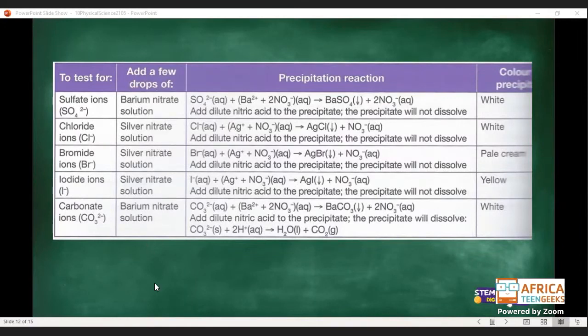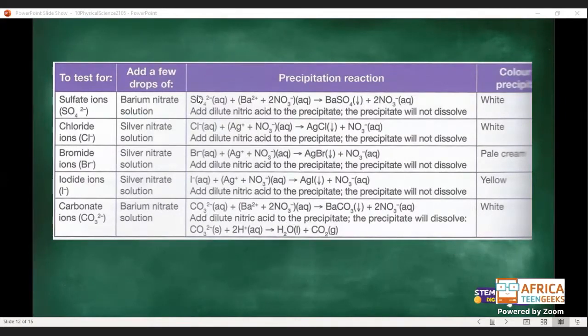Normally, when I'm testing for stuff, I like to start with silver. But it is always safer to start with barium nitrate, because barium chloride, barium bromide, and barium iodide are all dissolvable. So if I add barium nitrate and no precipitate forms, or a precipitate forms and I add nitric acid, I'll show you guys that one now.